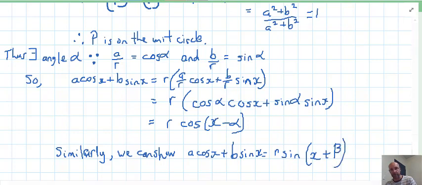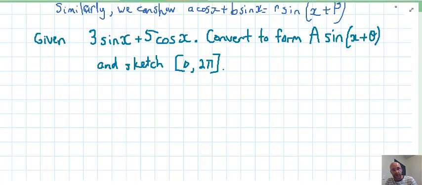Let's finish the video off with an example now. So as an example, if we're given 3 sine x plus 5 cos x, convert it to the form a sine x plus theta and sketch it in the interval 0 to 2 pi. So we're going to end up with just a sine graph from that combined graph given.